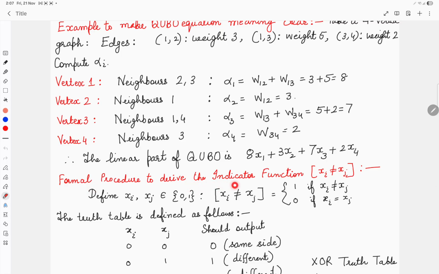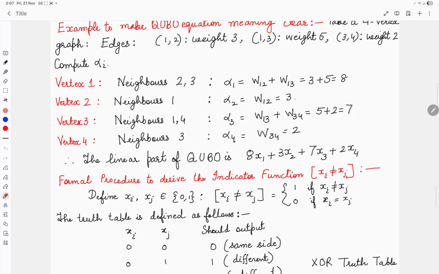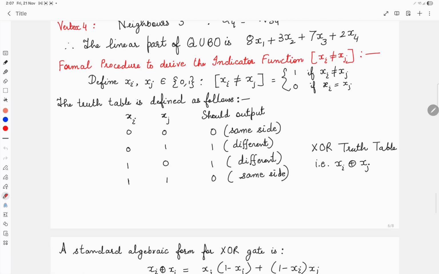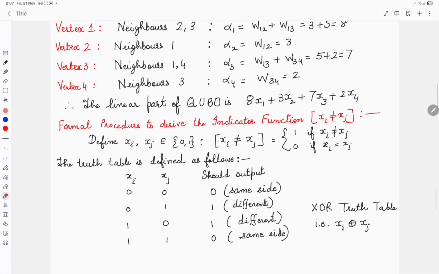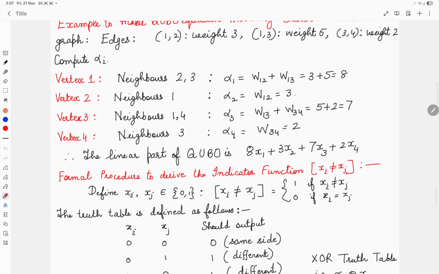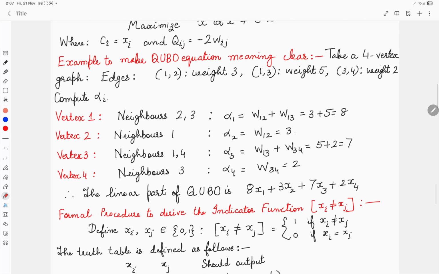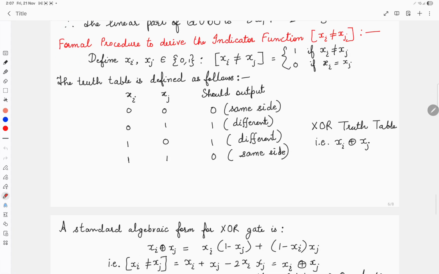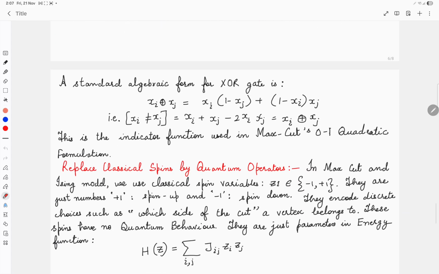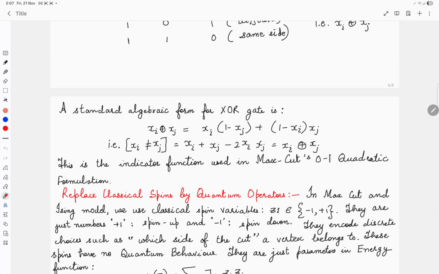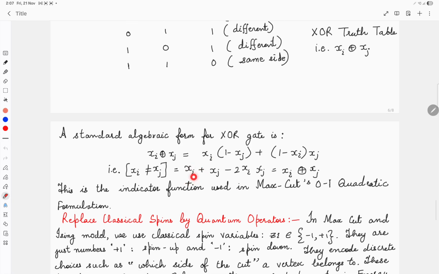The formal procedure to derive the indicator function is basically, if we use the same expression, the same things are put to explain the MaxCut problem with a certain example. Here in the example we are using the 4 vertex graph. Otherwise we are using the same expression, the same formulas to find the solution. But let me just talk about this expression xi plus xj minus 2xi xj, a standard algebraic form for x.